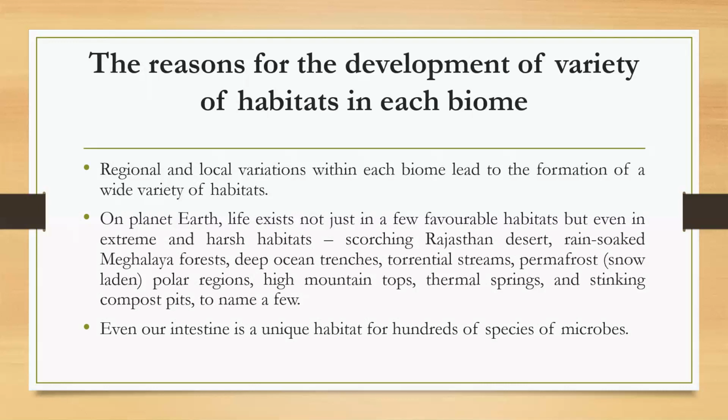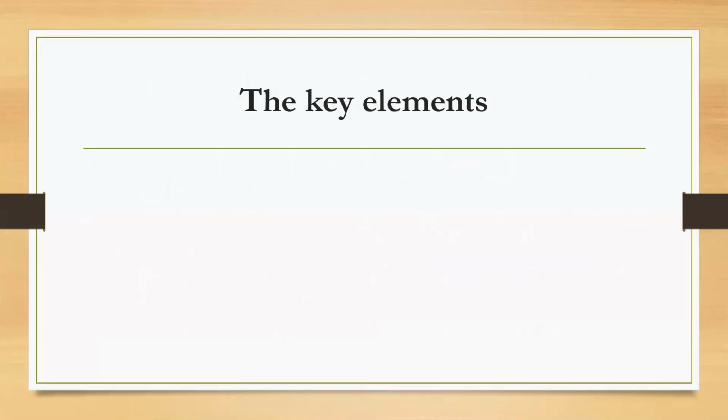Within the body, several hundreds of microorganisms are found. So that means organisms are distributed in different conditions. Organisms are found in different regions on this earth, so they are found in different habitats. So this is regarding the distribution of organisms.